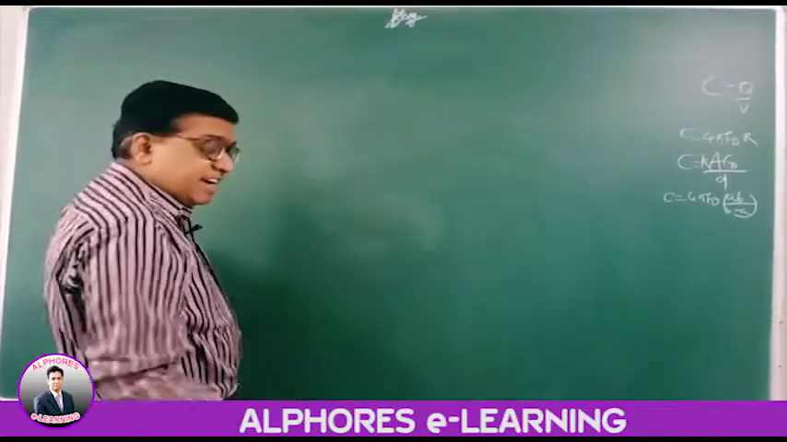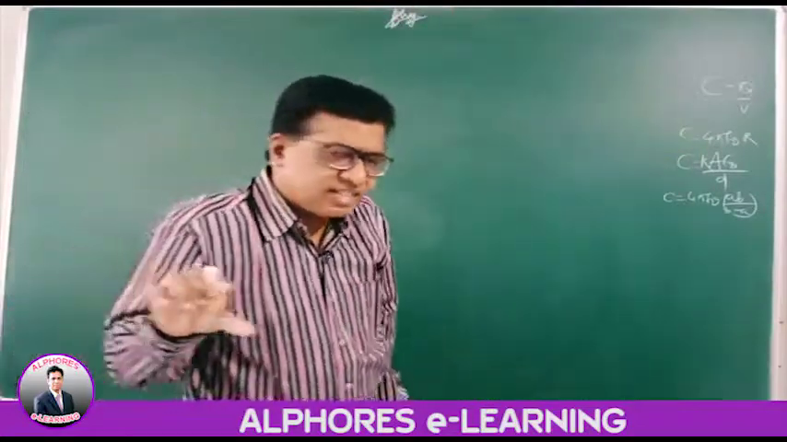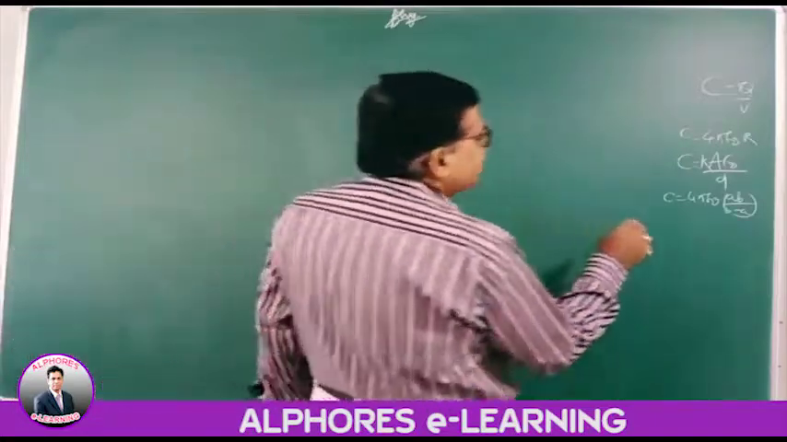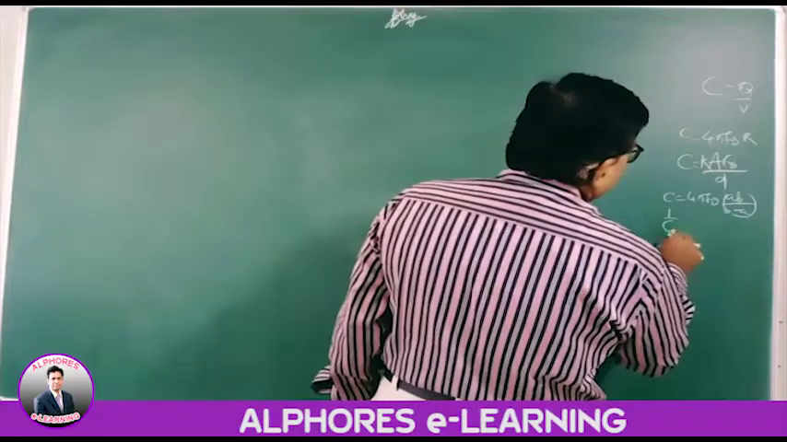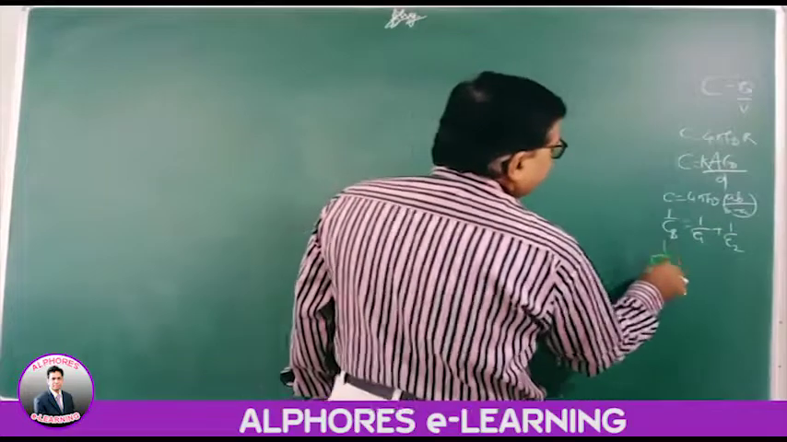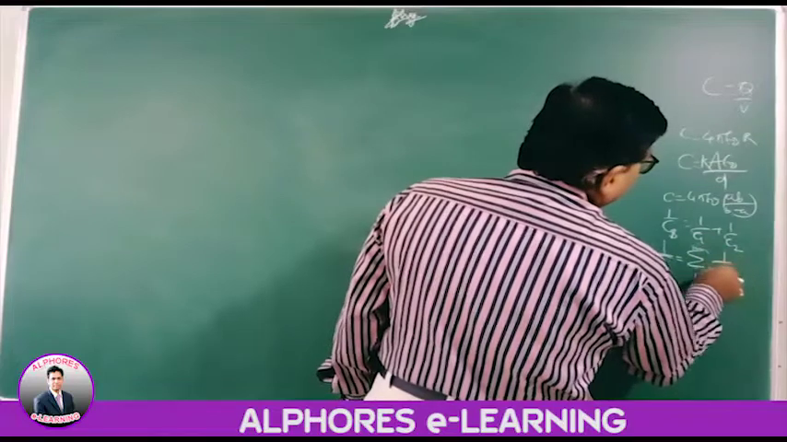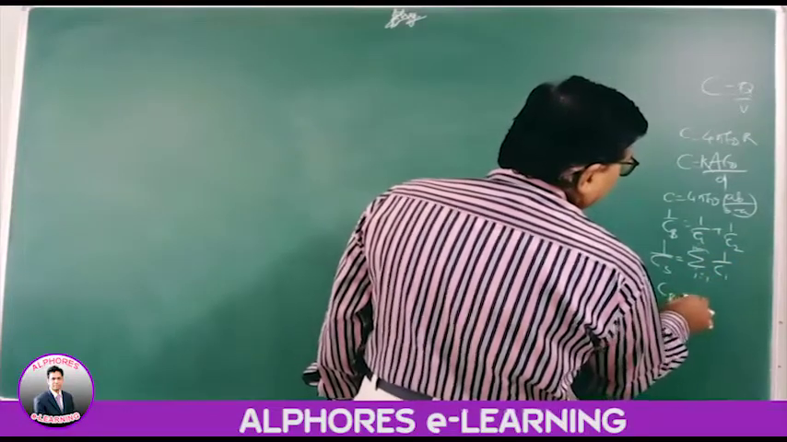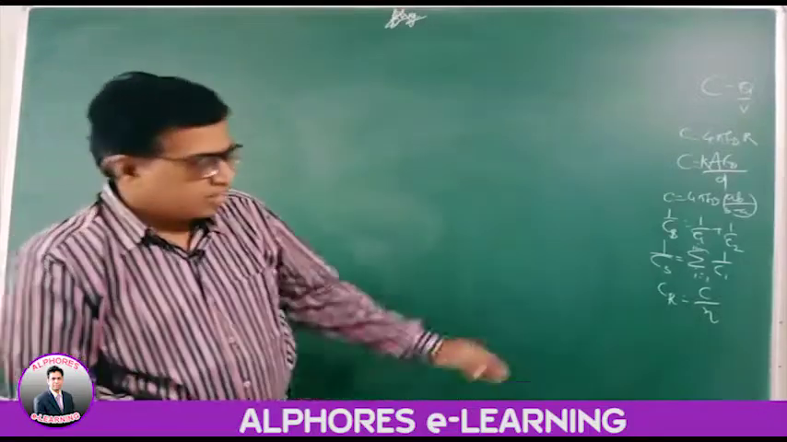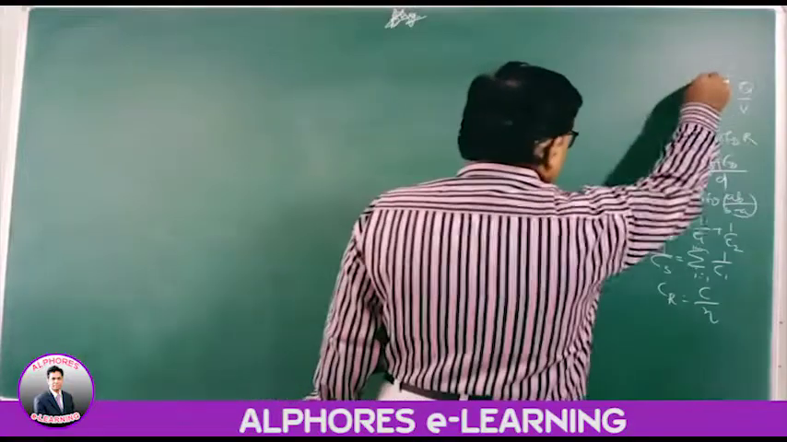Similarly, if n identical capacitors, each of capacity C, are connected in series like this, then the resultant capacity is C by n. In series, 1 by C series is 1 by C1 plus 1 by C2, or 1 by C series is the sum over i from 1 to n of 1 by Ci. If n capacitors are connected in series, then the resultant capacity is C by n, 1 by nth of the capacity of each capacitor. So this way you can find the capacity.